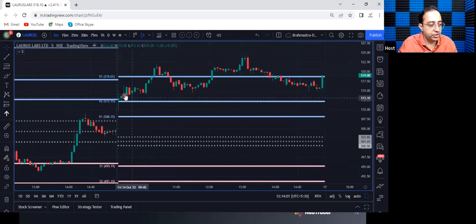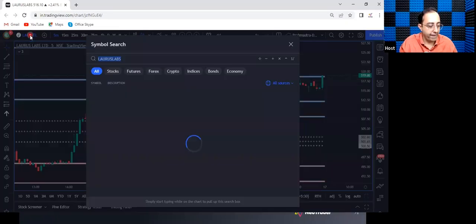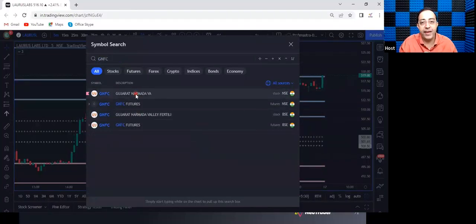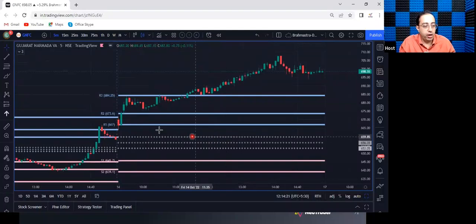Yes, Laurus Labs, you can see here that once it crosses R3, it is trying to survive, but there is no clarity here. It's a trade, but it is a failed trade. So now GNFC, you can see here GNFC. Now, early in the morning, if there is a movement above R3, those trades really do well. Like you can see here, by around 11 o'clock, if there is a move above R3, the chances of the trade to do well is much higher.